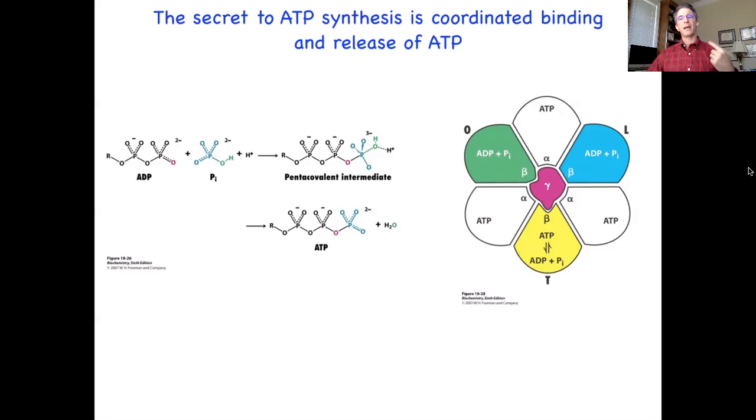that is the mechanical motion, the actual physical mechanical work done by that gamma epsilon stalk as it rotates through the complex, right?